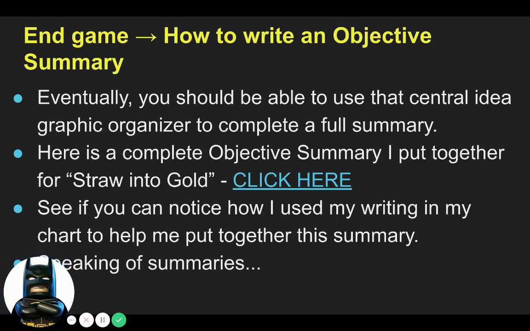Now, what we're going to pivot to today is, because we're going to eventually get to writing an objective summary, I wanted to introduce that concept now, even though you're not going to do it today, because it's a natural progression as far as the model goes. So what I wanted to show you is how you could go from the central idea graphic organizer that we did and the model that I put together for Straw into Gold, and how I could use that to help me write a complete objective summary. So I'm going to show you that right now.